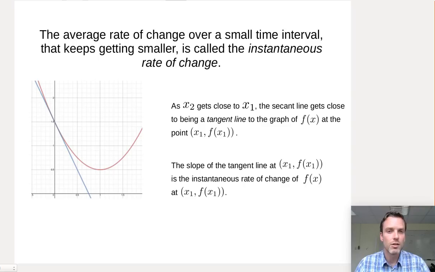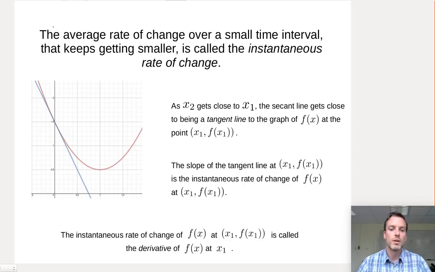Now this is a key concept in this course, and we have another name for it, which is the instantaneous rate of change of the function f of x at the point x1, f of x1, is called the derivative of f of x, the function, at the point x1. That's the topic of the next lesson.